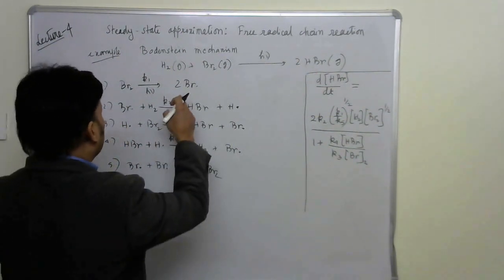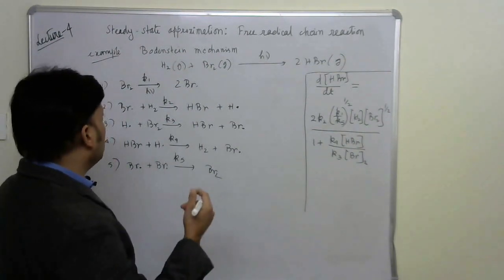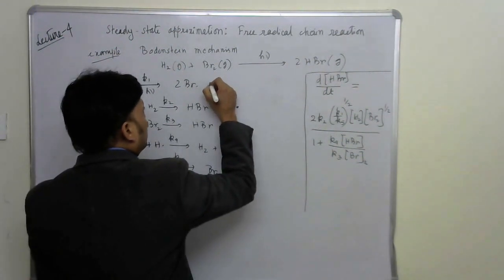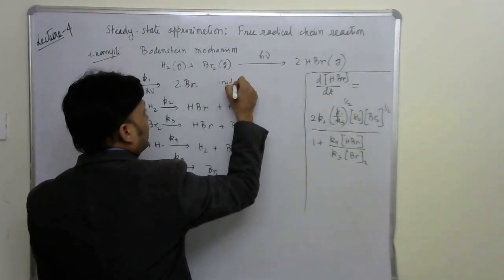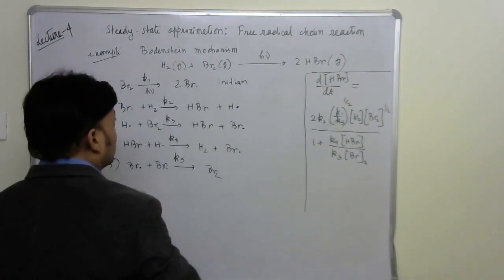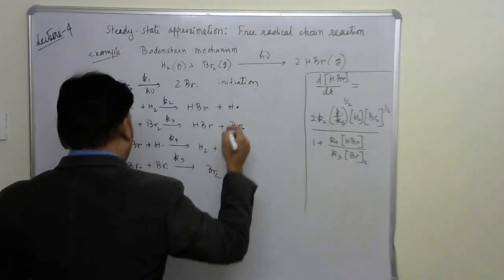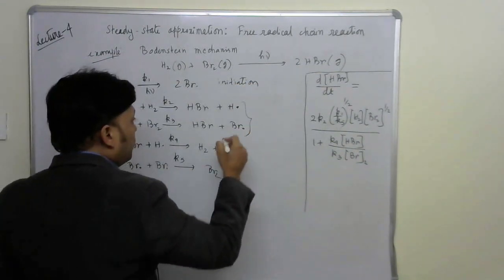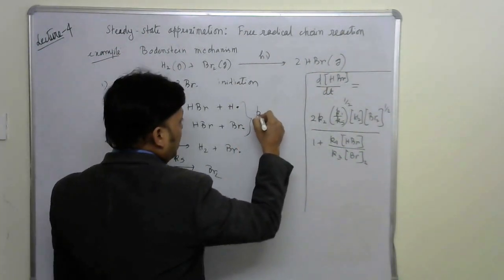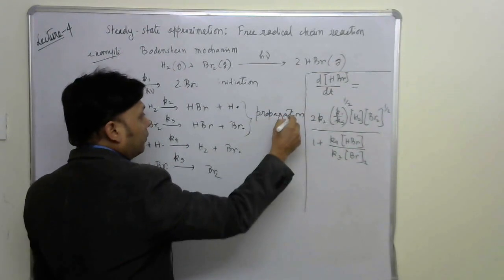So the first one, where we are first producing the Br dot, and for this we need a photon as a stimulus. So we call this chain initiation. And these two steps where the reaction propagates and we form HBr, that is the main chain reaction actually. So this is called chain propagation. Here we only get product.